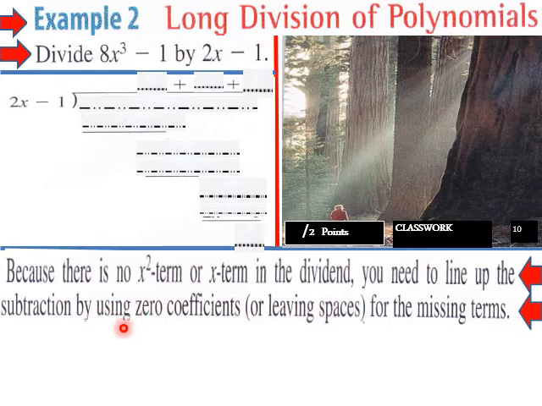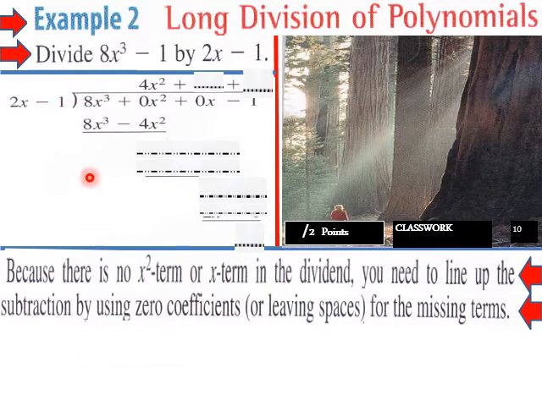You need to line up the subtraction by using zero coefficients or leaving spaces for the missing terms. So this would be the way that your dividend should look: 8x cubed plus 0x squared plus 0x minus 1. That would be the way that you would start this off. And then here's your divisor.